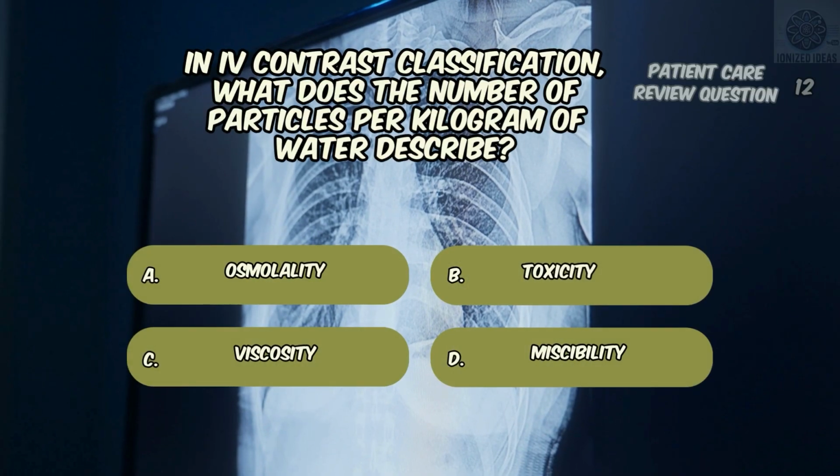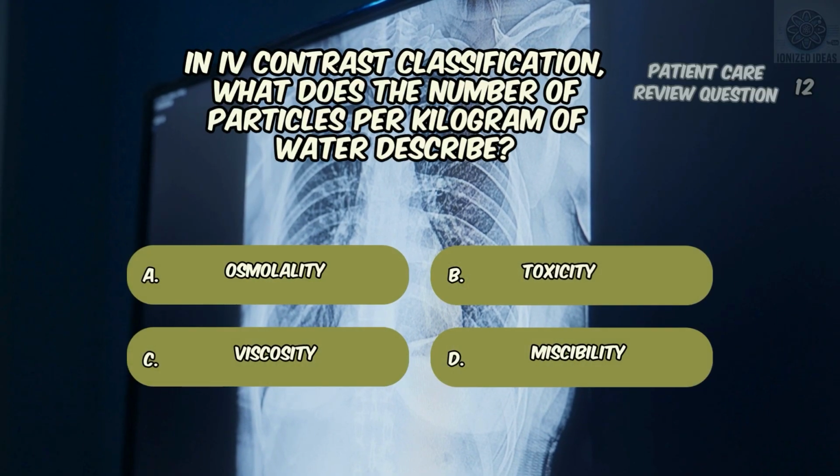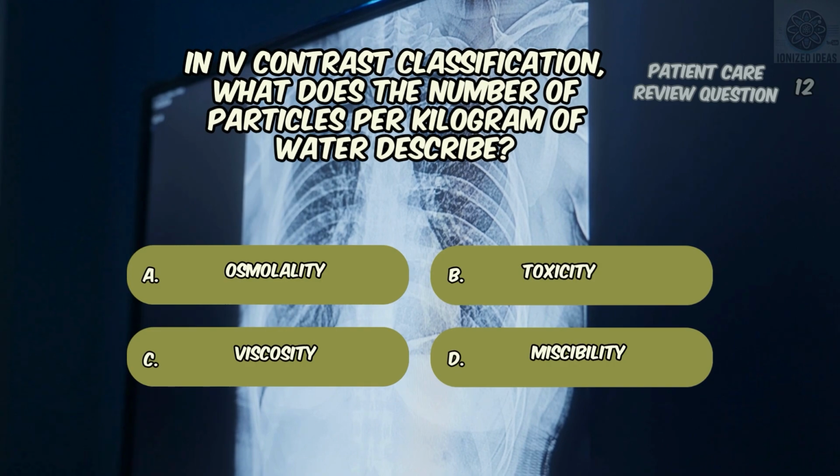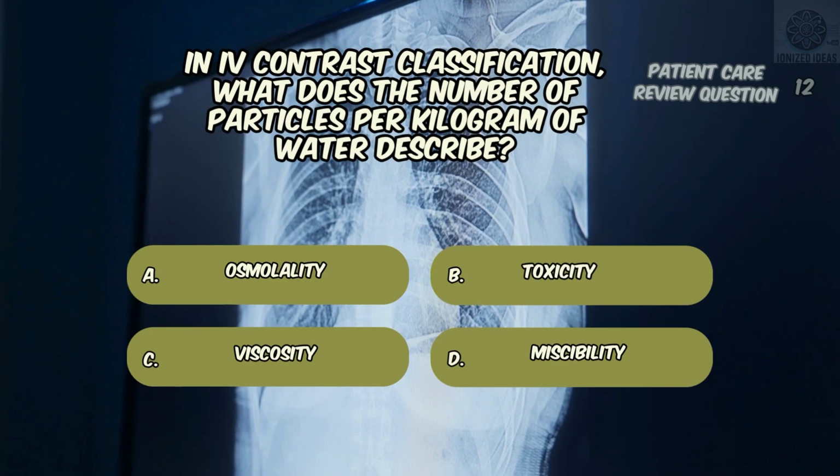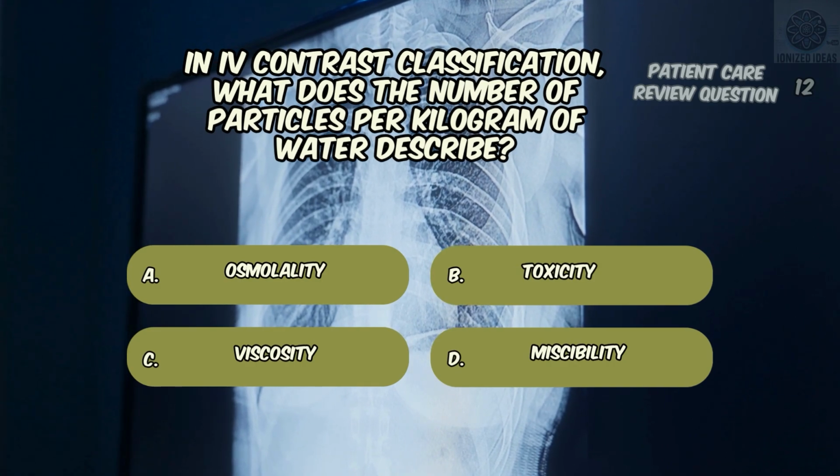In IV contrast classification, what does the number of particles per kilogram of water describe? A. Osmolality, B. Toxicity, C. Viscosity, D. Miscibility.